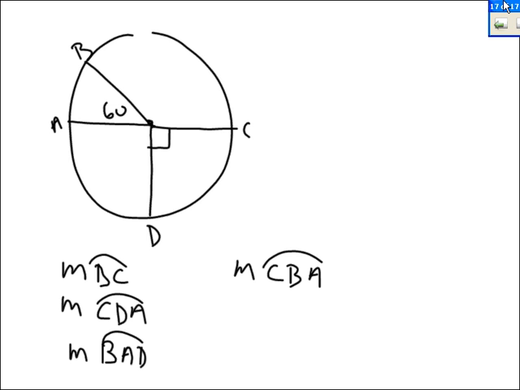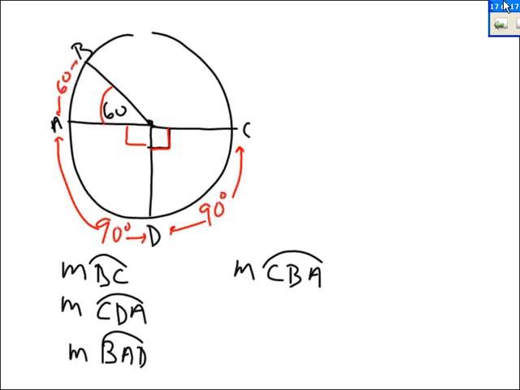Well, how I would do this is I would say, well, this is 60, so then that arc is 60. This is 90. That means that arc is 90 degrees. And maybe I should have said that AC, okay, I'll also give you that's 90. So that's 90 degrees.